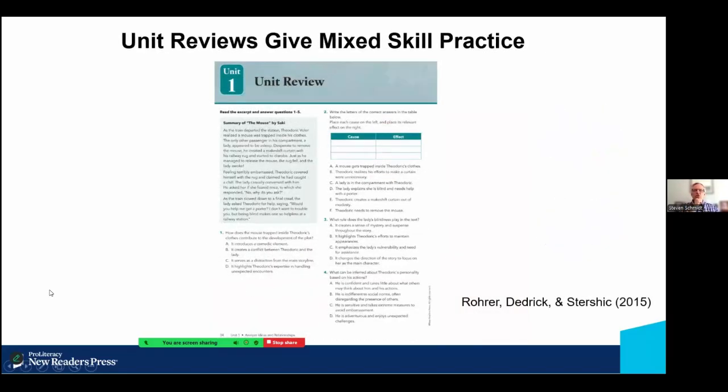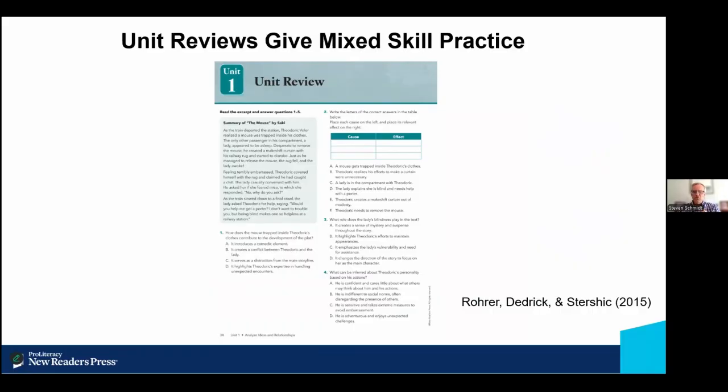One thing we do a good job a lot of times as educators is giving practice of the thing that we've just done, but we don't always do a good job of giving mixed skill practice. Or, in other words, if we were working on main idea, we'd give a bunch of questions with main idea. But then if we learned another skill the week before, we're not mixing the skills together. And the unit reviews inside the GED test mastery books do a good job of doing mixed skill practice.